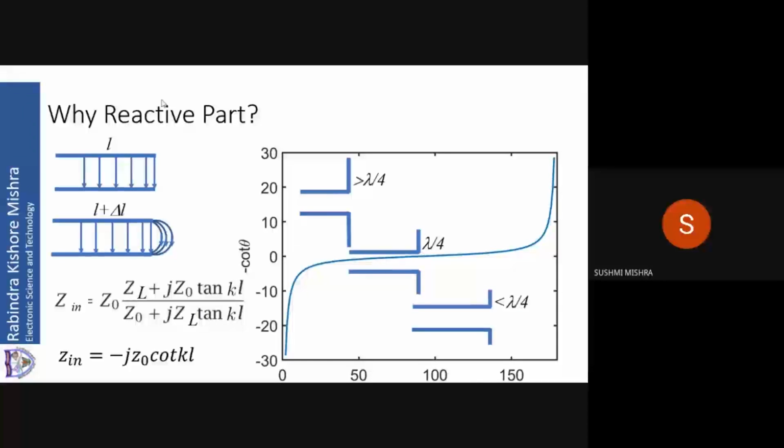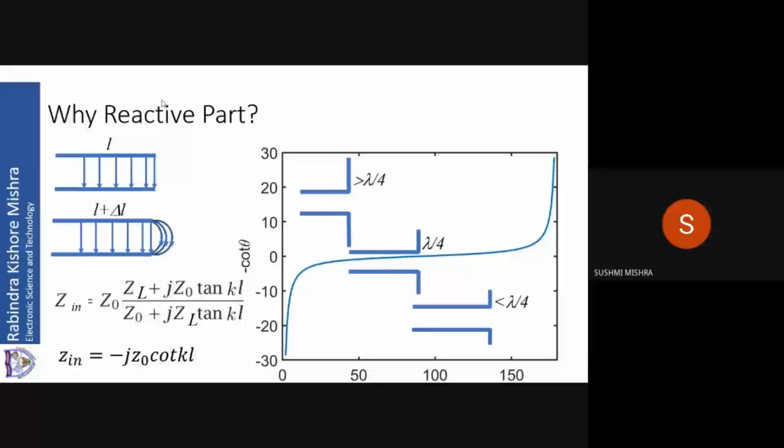So that will give you Z0 into 1 plus J Z0 by ZL tan KL divided by Z0 by ZL plus J tan KL. Now as ZL goes to infinity, Z0 by ZL goes to 0. So Zin becomes Z0 by J tan KL, which is equal to minus J Z0 cot KL. So Zin is equal to minus J Z0 cot KL.